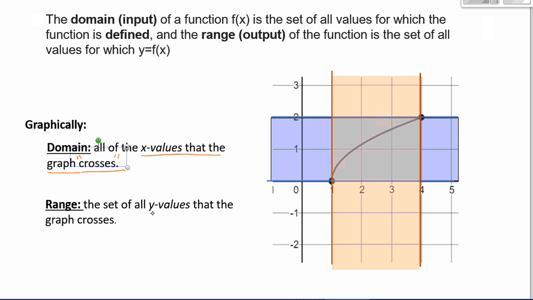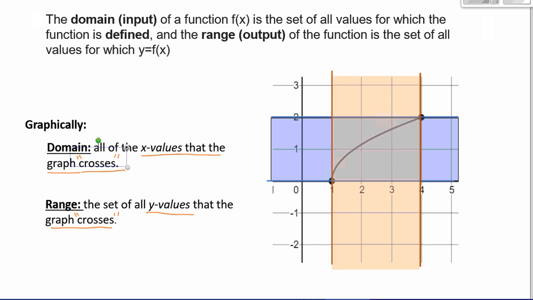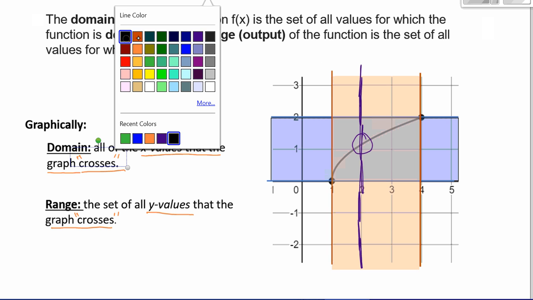So the range is going to be all the y values that the graph crosses. Now I'm putting crosses in quotation marks because the graph's not necessarily crossing at that x-intercept. It is crossing somewhere along that line. So right here at x equals 2, if I were to draw a line up, it crosses it, quote unquote, if the graph goes through that value right there. Here's the graph.